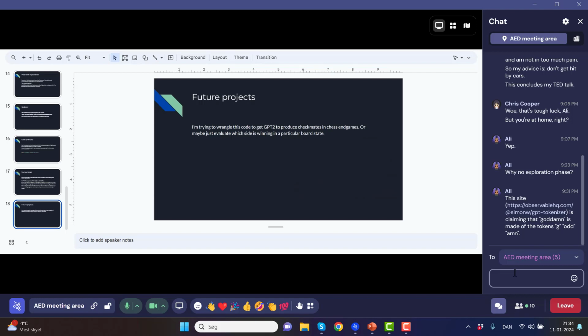So, one, when you were talking about doing 3D sampling and the problems with that, I was just wondering, why not introduce some kind of exploration phase? It seems like the authors didn't do it. And goddamn without a space is 3 tokens. Goddamn with a space is 1 token. Oh, okay. All right. That makes sense.